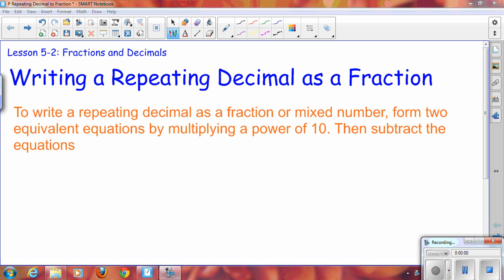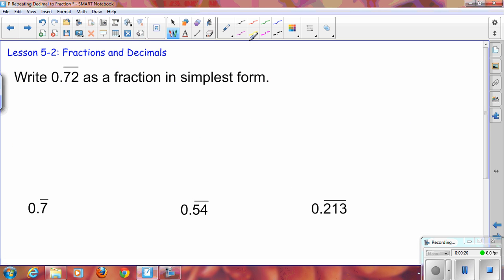Hi, today we're going to do part of Lesson 5, fractions and decimals. The only part that this particular video deals with is writing a repeating decimal as a fraction. And in order to do that, you have to make two equations that are equivalent to each other and then subtract the equations from each other. And that sounds very confusing, so I'm going to show you some examples of that.